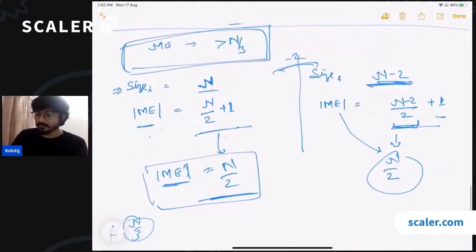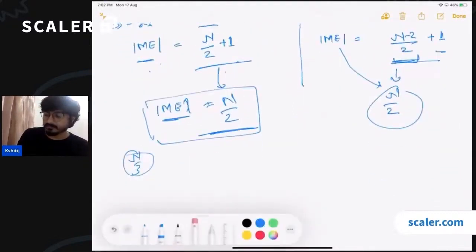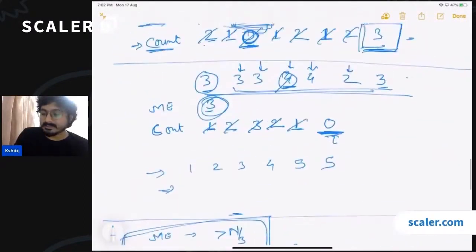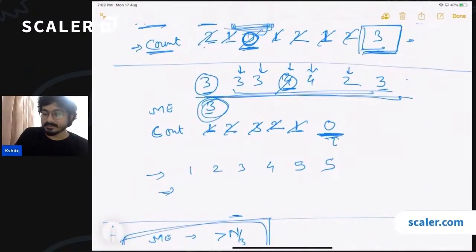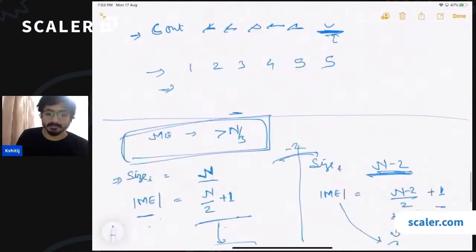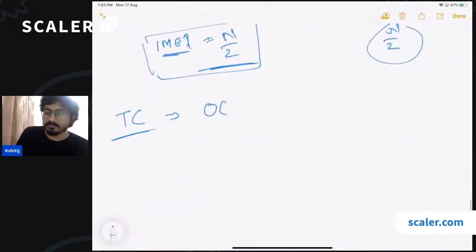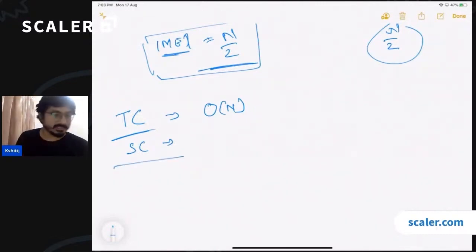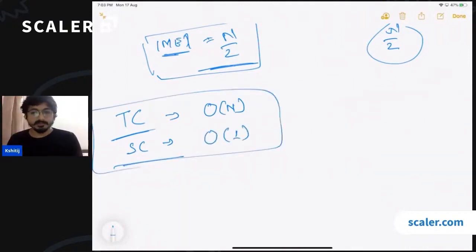What is the time complexity of this whole algo? We are running a single loop, right? We are running a single loop and we are just maintaining the current majority element and the count. So the single loop is going to cost you order n time complexity. What about the space? We are using only 2 variables, right? We are not using any array. We are not using any hash map. We are using only 2 variables. So the space is going to be constant. So will you be able to write the code for this?